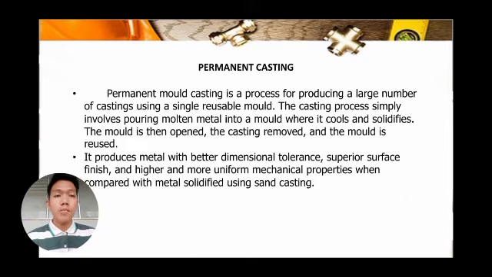Permanent mold casting is a process for producing a large number of castings using a single reusable mold. The casting process simply involves pouring molten metal into a mold where it cools and solidifies. The mold is then opened, the casting removed, and the mold is reused. It produces metal with better dimensional tolerance, superior surface finish, and higher and more uniform mechanical properties when compared with metal solidified using sand casting.